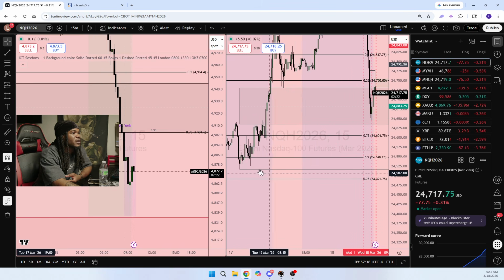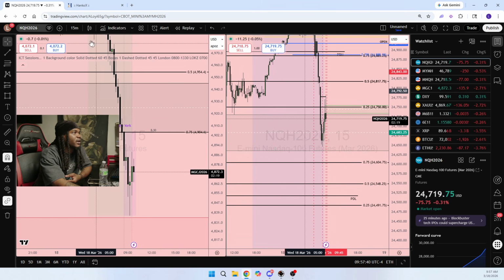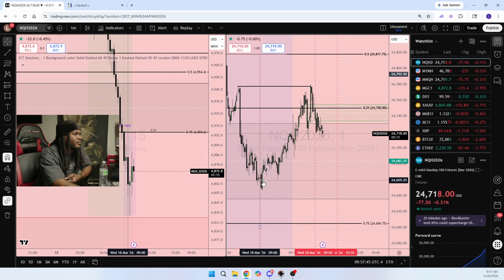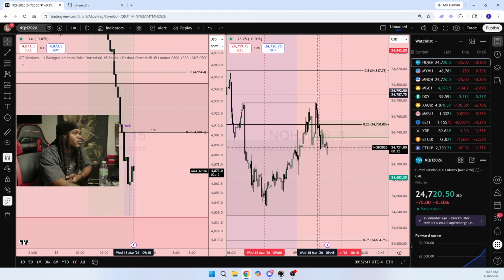So NQ could trade all the way down here, but if we can just get down to that low, we got a good enough position, right? And at this point, I really could move my stop loss above the high of this fair value gap.